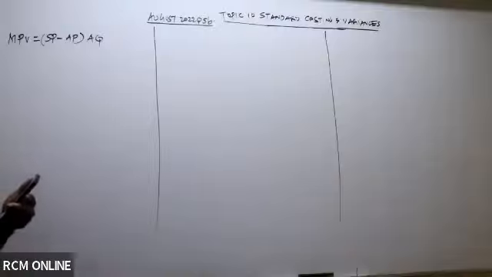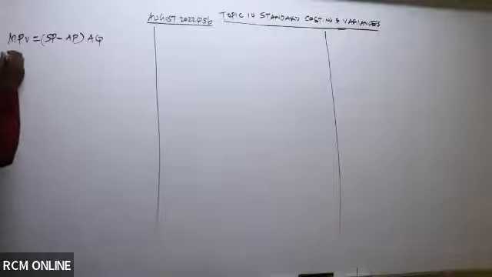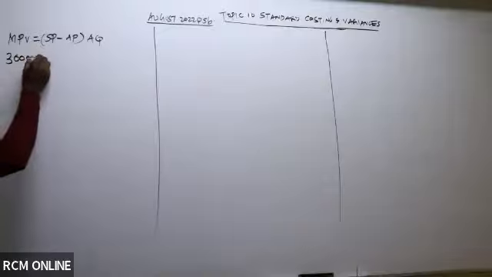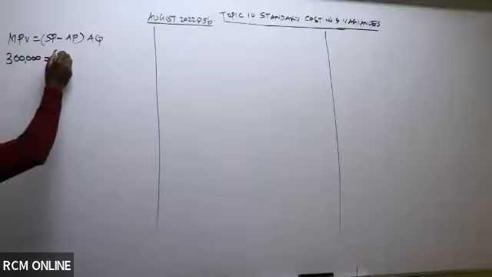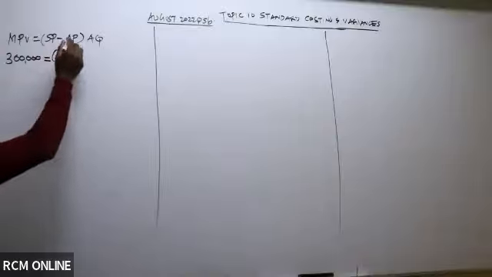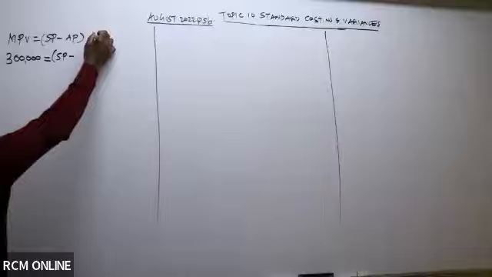Material price variance. Direct material price variance is 300,000 favorable, positive 300,000. We are not going to use the signs. Positive 300,000 is equal to standard price, which we don't have. That's what we are looking for, minus actual price times actual quantity.